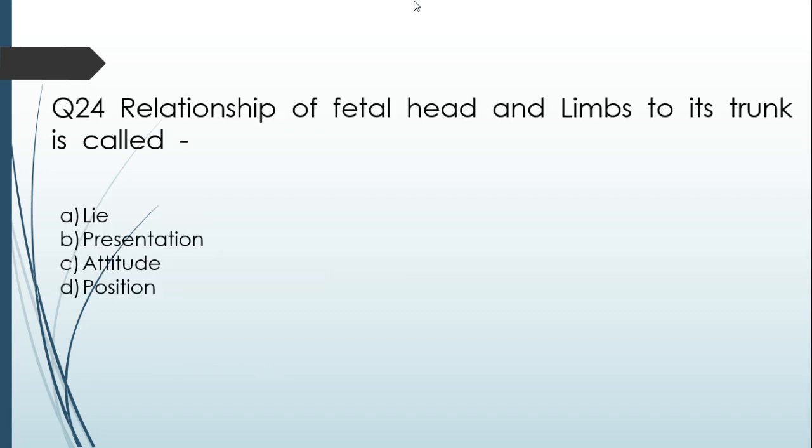Question number 24. The relationship of fetal head and limbs to its trunk is called: option A lie, option B presentation, and option C attitude, option D position. And its answer is attitude.